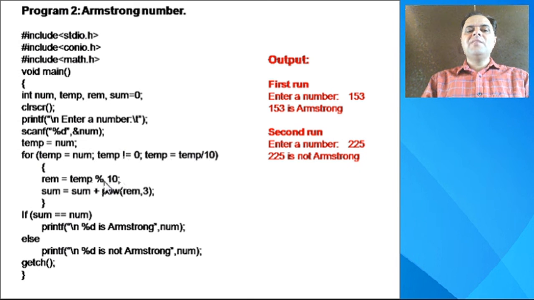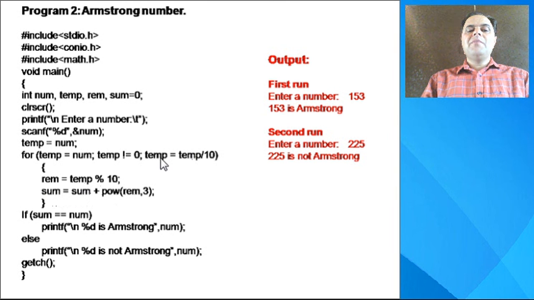So 15 mod 10 is 5. So sum equal to sum plus power(5, 3). So 5 into 5 into 5 is 125. 125 plus 27 is equal to 152. So value of sum becomes 152. Again, when we divide 15 by 10, it becomes 1. So 1 mod 10 is 1. So 152 plus power(1, 3), 1 cube. It becomes 152 plus 1, 153. Value of sum becomes 153.